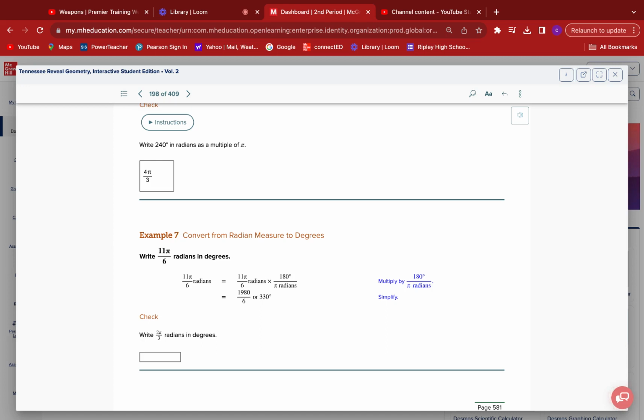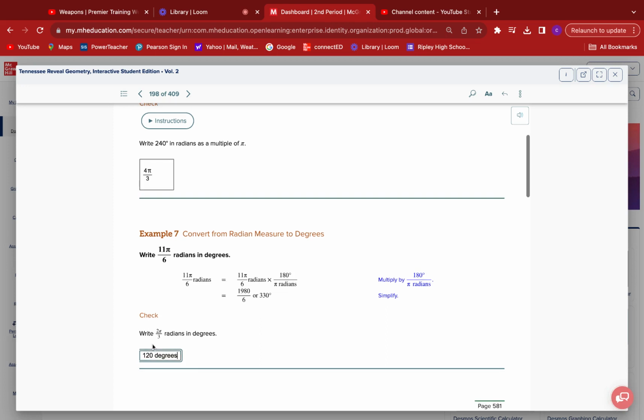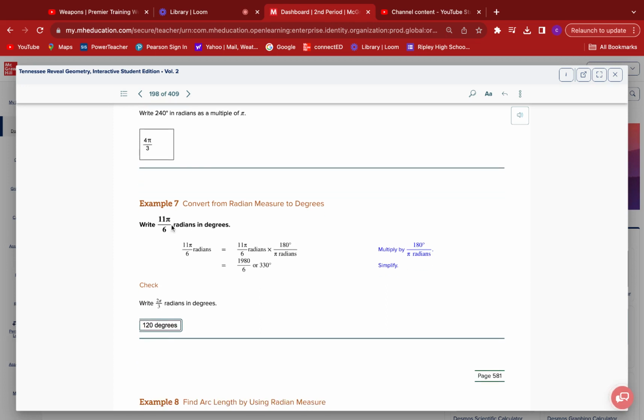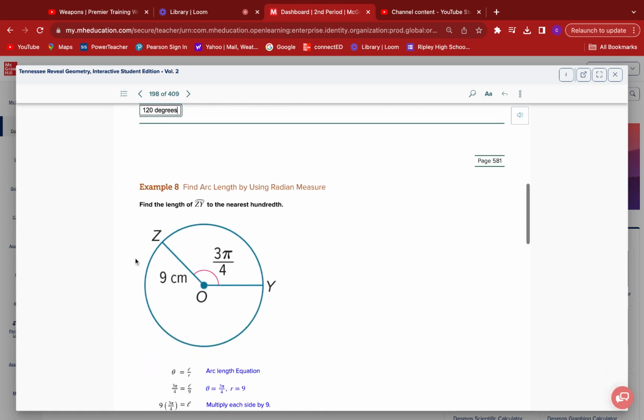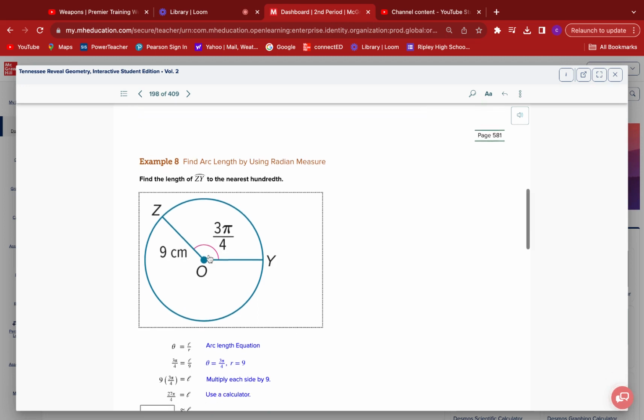All right, so the check, 2 pi over 3. The pi's cancel each other out. So you're multiplying 2/3 times 180, and you're going to get 120 degrees. I think that one's the easy one because the pi just completely disappears. All right, example 6. So here we're going to find the length of ZY. And again, they say find the length. This is arc length. There's no M here, which means it's not just 3 pi over 4. So we got to use the formula.